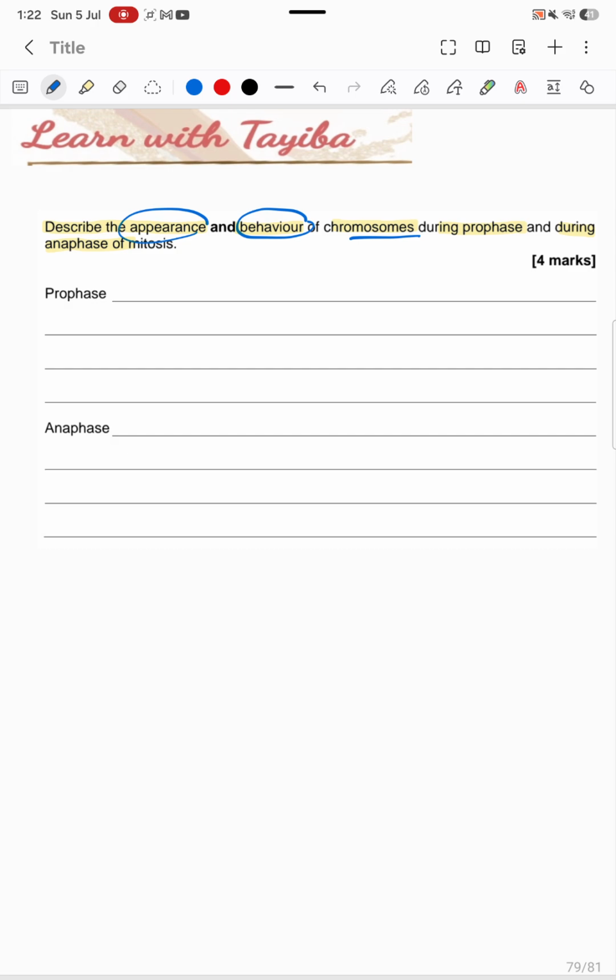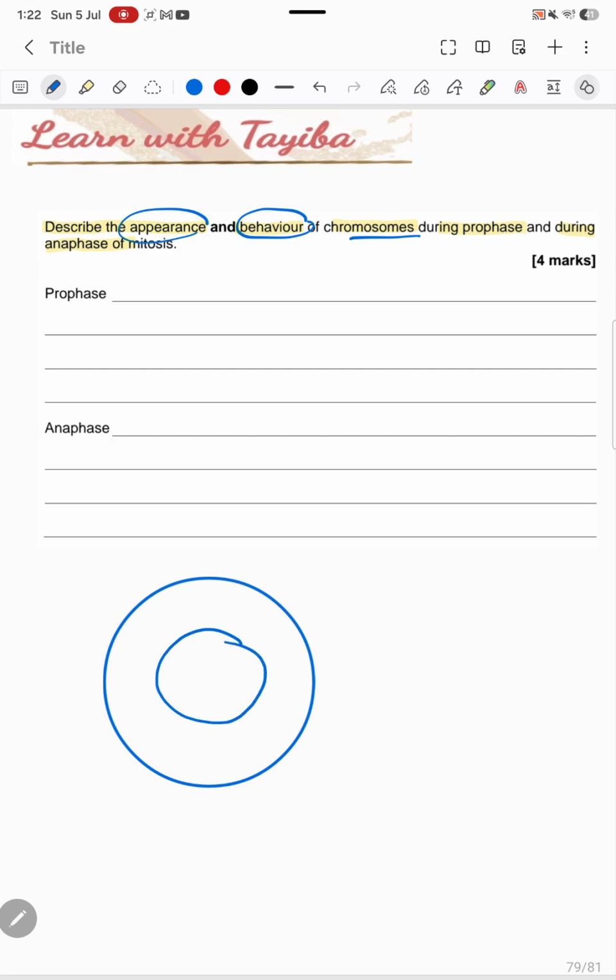So actually what happens in the prophase? This is the cell, and inside the cell there is the nucleus. In the nucleus we already have the chromosomes. The chromosomes are duplicated before the prophase, in the interphase. Now the chromosomes are already duplicated, but in the prophase they become condensed and more visible. So over here you can write: the chromosomes become condensed, they become more visible.